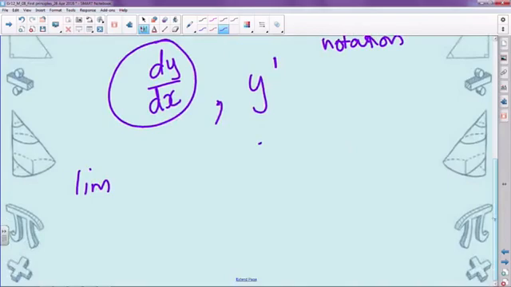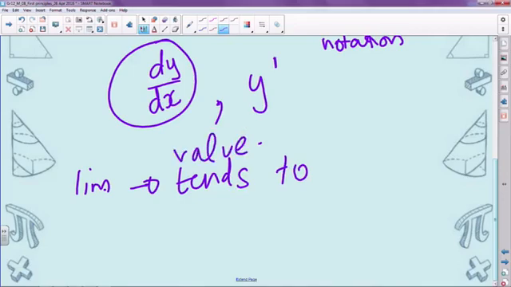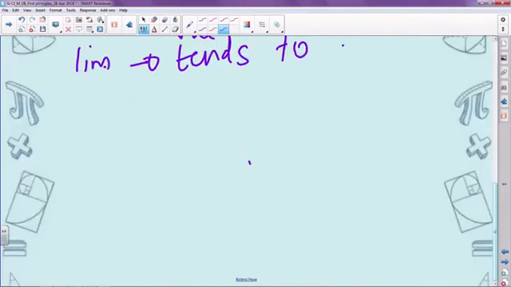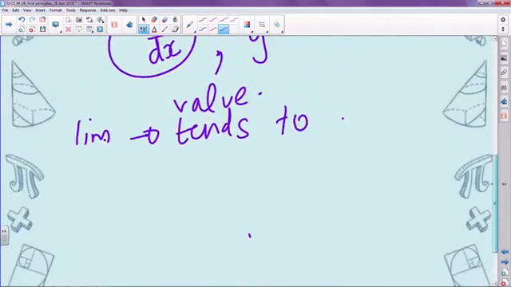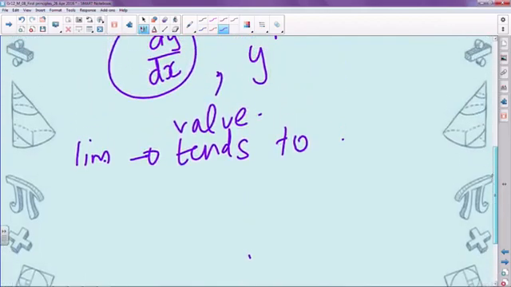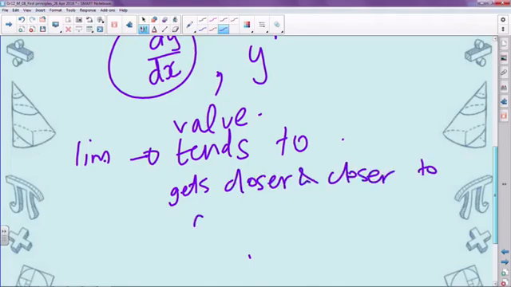All right, so the limit, what we said, is that it tells us what value your function is tending to. The function may not even be defined at that point, but the limit may exist. All right, so the answer gets closer and closer to a certain value.